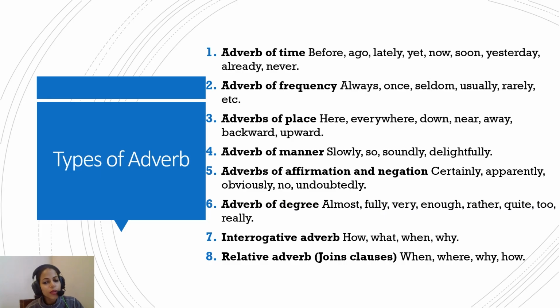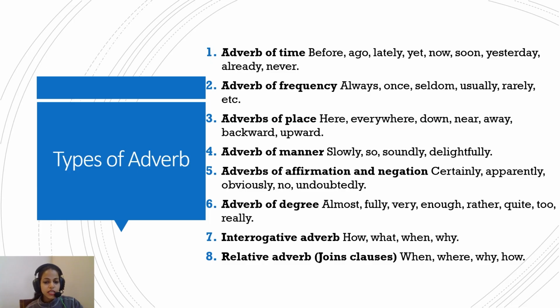Similarly, adverbs of place. They tell where something is happening. Here, everywhere, down, near, away, backward. So these are some of the examples of adverbs of places. Fourth category is adverbs of manner. It tells how something is happening. It answers the questions of how. So is it happening slowly? Is it happening delightfully? Is it happening soundly? So these are the adverbs that are telling the nature of how things are happening.